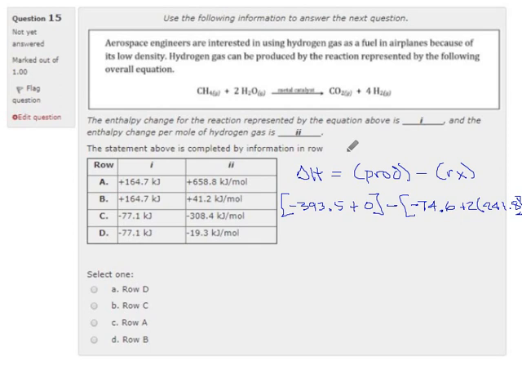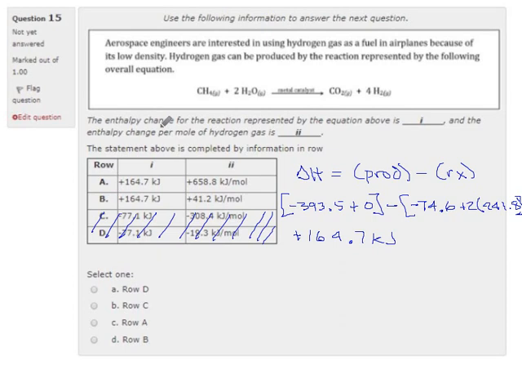Let's see, that'll be... I'm doing the signs on the fly in my calculator, which is why I'm kind of being quiet about the numbers I'm putting in. But if you do products minus reactants, I think we will end up in the same place. I get positive 164.7 kilojoules for the reaction represented by the equation above. So yeah, our delta H is plus 164.7. So I think we can lose C and D there.